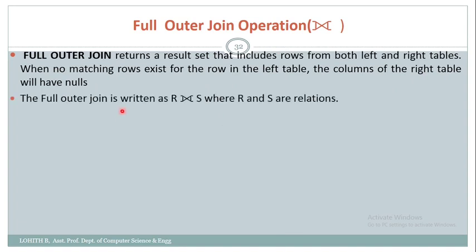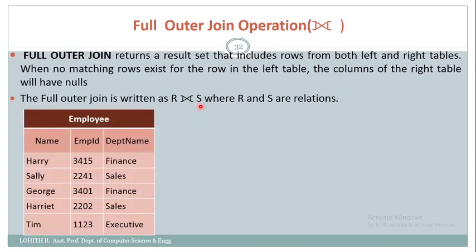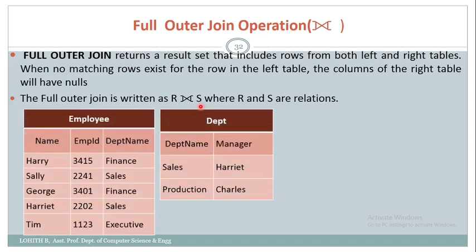Yes, this is the syntax of full outer join, where the join operation is pointing towards both directions, left and right. And we'll consider the same relations, that is employee and department. In the full outer join operation, all the tuples from the left table and all the tuples from the right table exist in the resultant relation. Now for example, for finance there is no match, in that case the manager will be null. And when I consider the production department, there will be no match for the production department, hence the name and employee ID will be null.